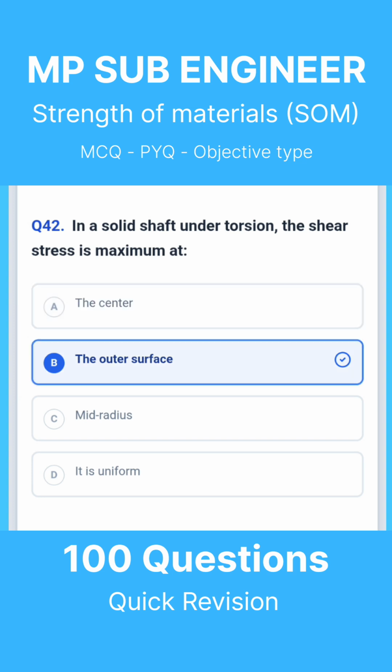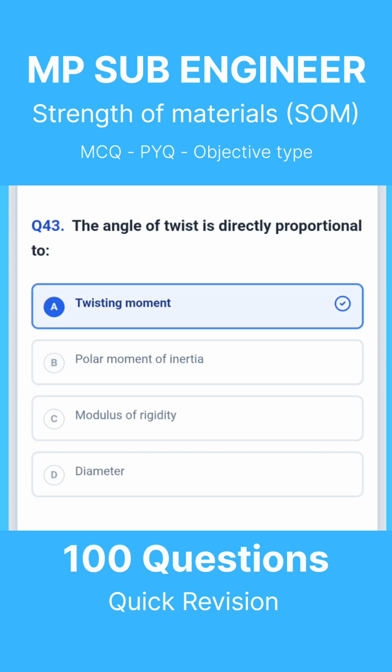Question 42. In a solid shaft under torsion, the shear stress is maximum at. The correct answer is the outer surface. Question 43. The angle of twist is directly proportional to. The correct answer is twisting moment.